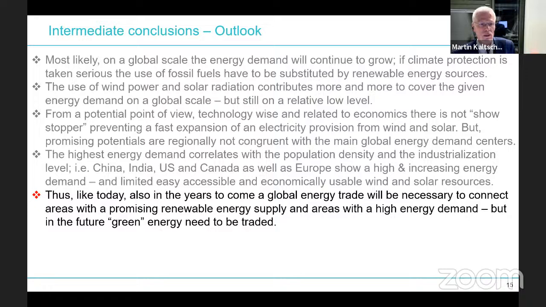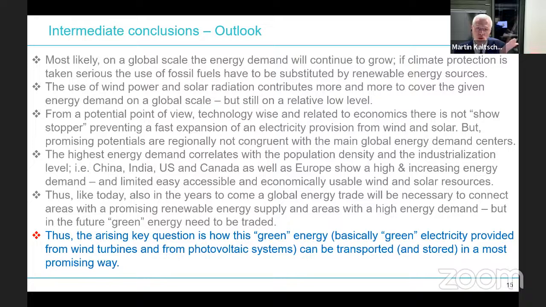But in the future, if we take climate protection seriously, ladies and gentlemen, we have to transport green energy and not black energy. And therefore, the arising question is how this green energy, and this is most likely hydrogen, and this is what we discussed already the last 3 years. So basically, green electricity provided from wind turbines and from photovoltaic systems, how this green energy can be transported and stored in the most promising way.